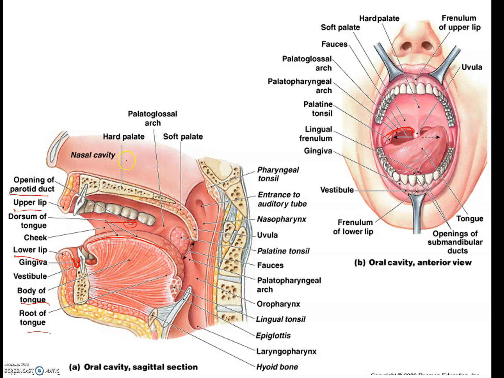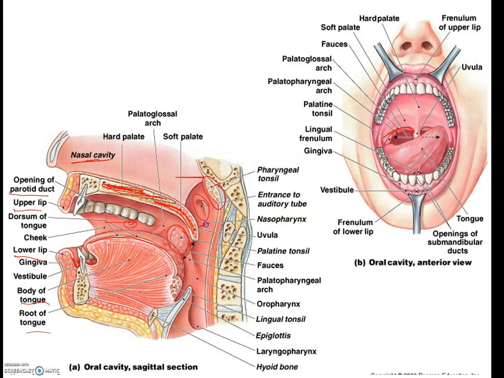Going back up to the top of your mouth, you have the nasal cavity up here. The hard palate is the bone, or the roof of your mouth. The soft palate is the extension right here associated with the hard palate. The palatine tonsils are one group of tonsils. You have the entrance to the auditory tube, or the eustachian tube. The pharyngeal tonsils, or adenoids, are associated with the auditory tube.